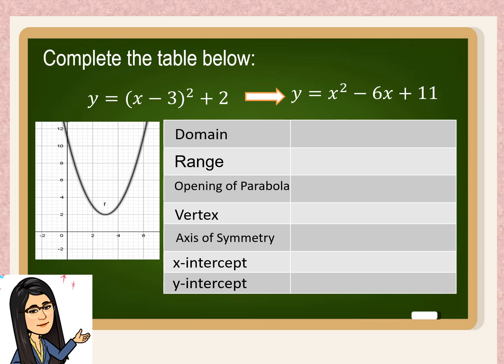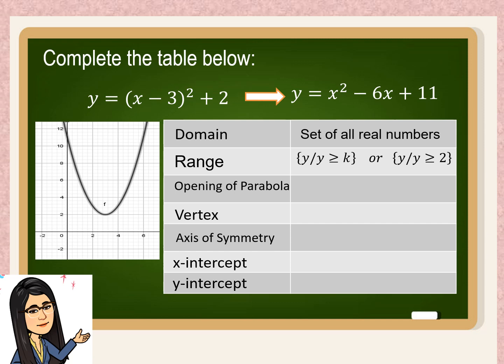Now let us complete the table below using the function that we have drawn. By looking at the graph, let us find the domain. As stated, the domain is always the set of all real numbers. How about the range? In our previous discussion, y is the set of numbers such that y is greater than or equal to k. Therefore, y is a set of numbers such that y is greater than or equal to 2.